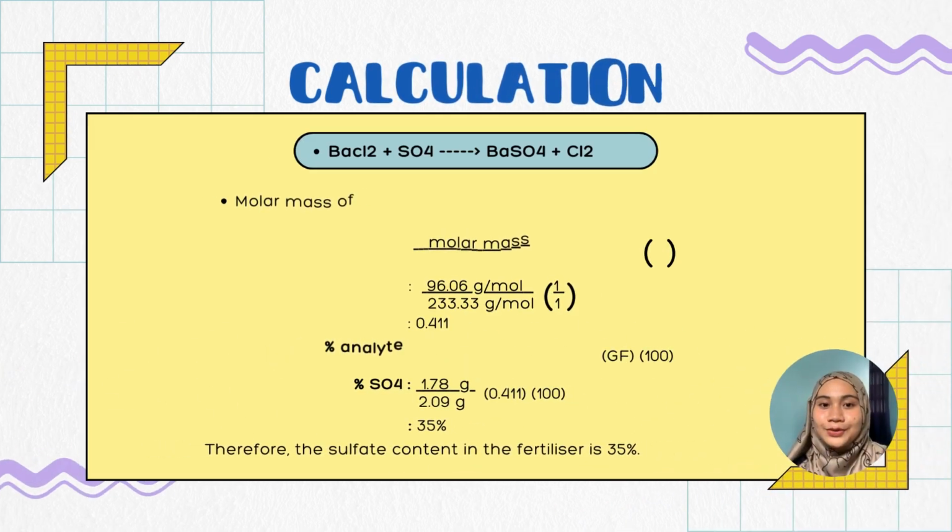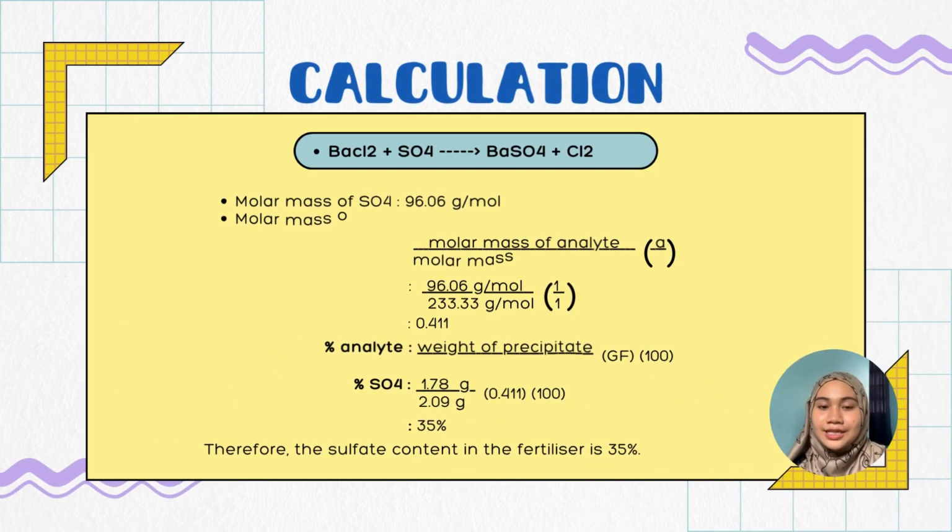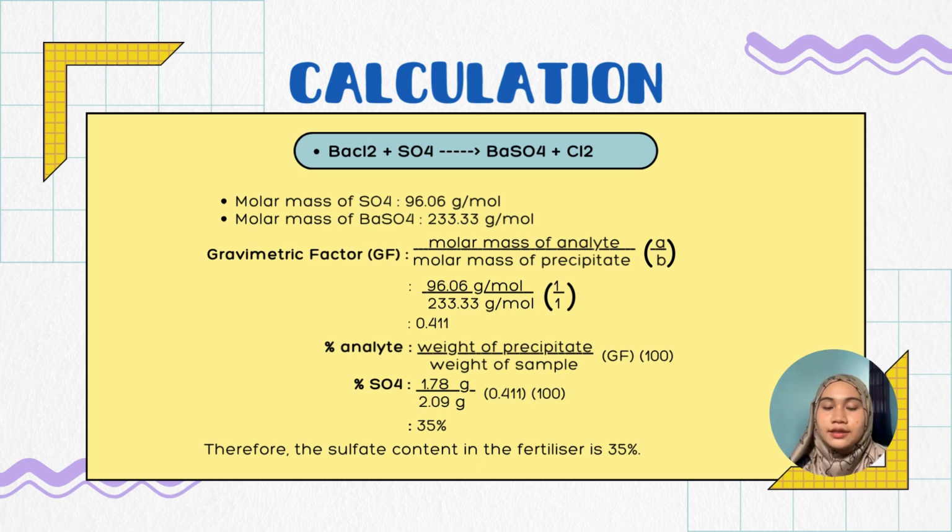Now, let's go through the calculation for determining the sulfate content in our fertilizer sample using gravimetric analysis. First, we have the chemical reaction involved, which is barium chloride reacting with sulfate to produce barium sulfate and chloride. Next, we consider the molar mass. The molar mass of sulfate is 96.06 gram per mole. The molar mass of barium sulfate is 233.33 gram per mole.